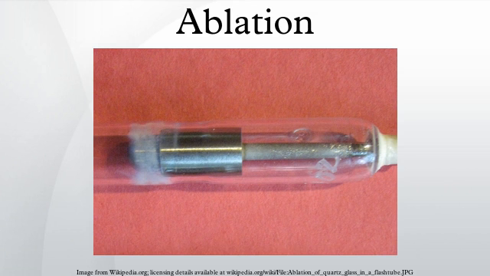Ablation is removal of material from the surface of an object by vaporization, chipping, or other erosive processes. Examples of ablative materials are described below, and include spacecraft material for ascent and atmospheric reentry, ice and snow in glaciology, biological tissues in medicine, and passive fire protection materials.